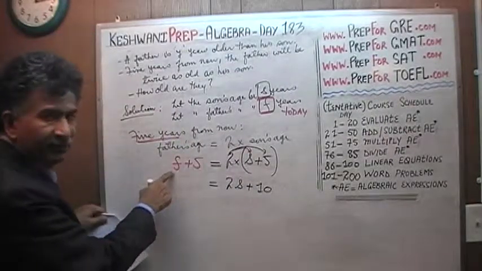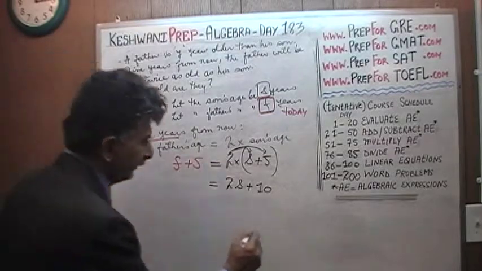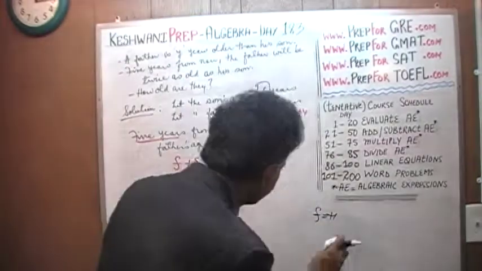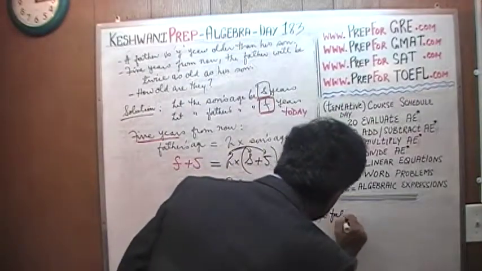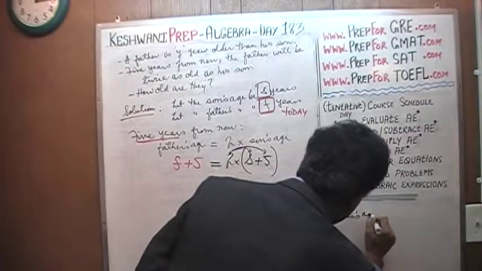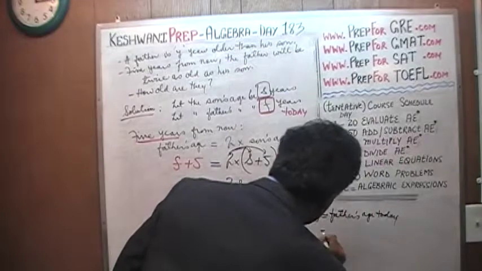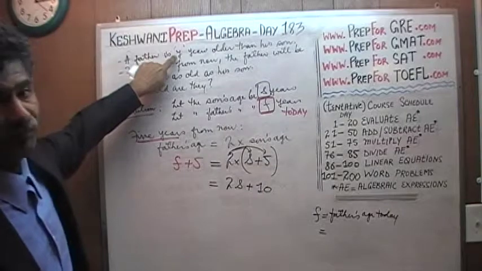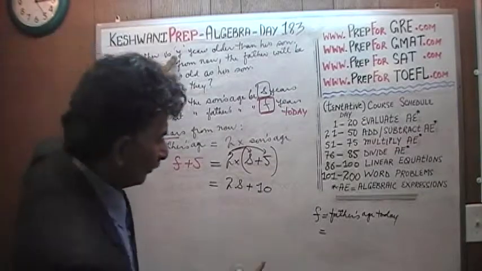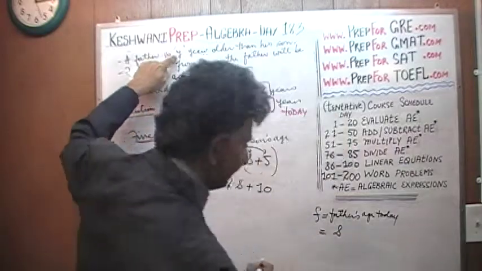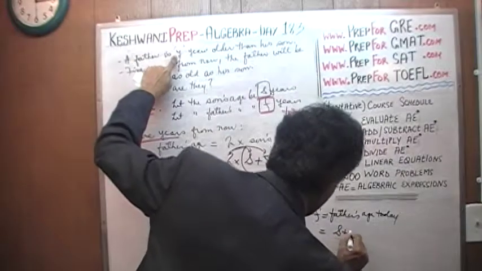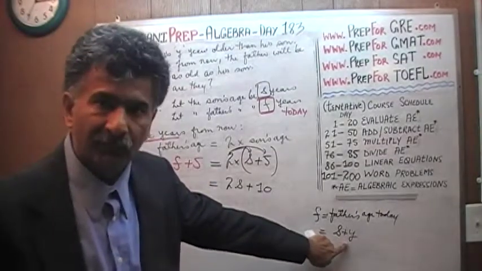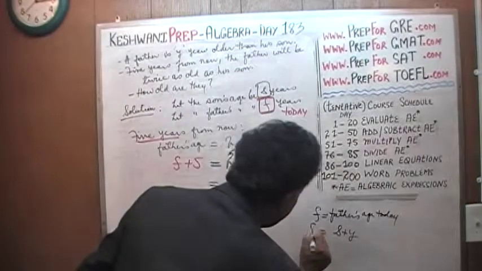We have to express this F in terms of S. F is father's age today. But we are told that father is Y years older. Listen carefully again one more time. We are told that father is Y years older than his son. So father's age today must be whatever the son's age is plus Y more. There you go. The son's age plus Y more years must be the father's age today.